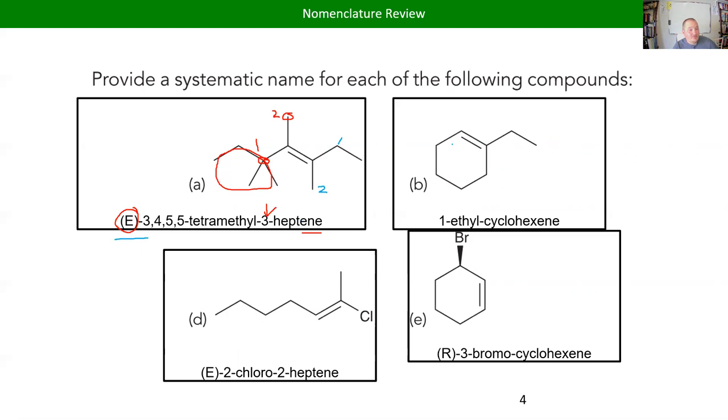The exception to that is if it's a ring structure, we're always going to assume that the ring structure goes in a nice, neat polygon shape, unless you're told otherwise. So this would be the Z. You technically can have an E cyclohexene, but it's super strained because if you think of the ring structure or of the alkene as being straight up and down, you have to twist things around and loop it around the other side, almost like a Mobius strip, to get them to be in the E configuration.